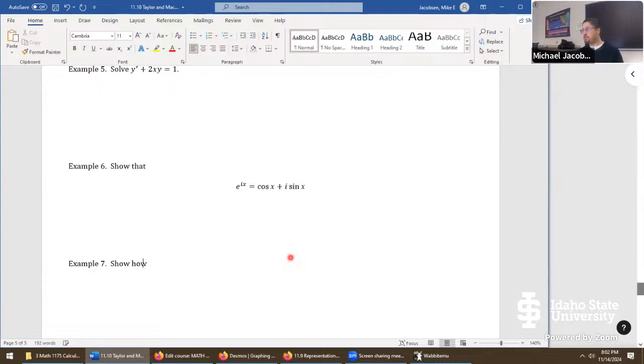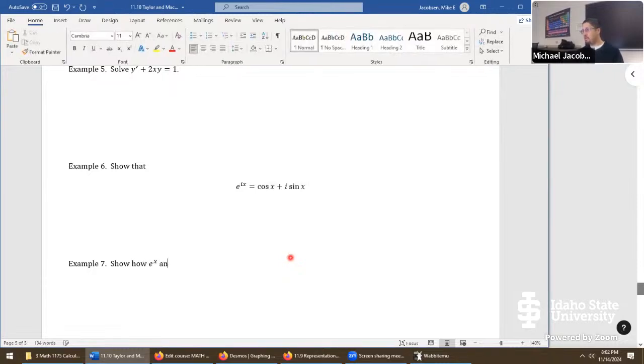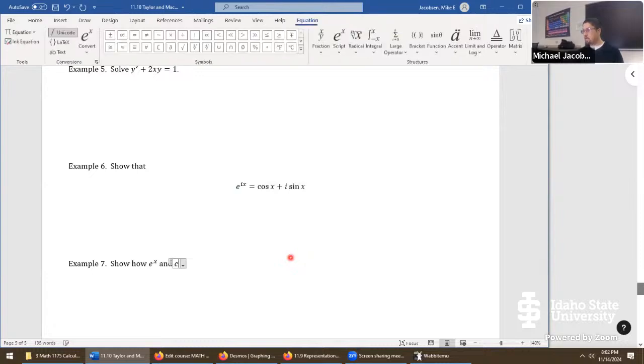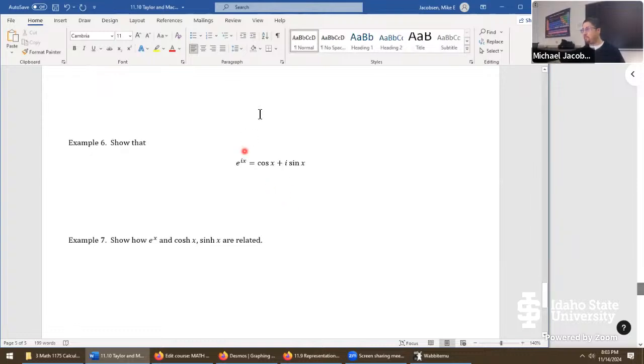Example 7, show how e to the x and cosh x, sinh x are related. So it's pretty much exactly what example 6 is doing, slightly different kind of derivation. So yeah, we could get right into that one very next. I mean, it's not too different from this one either. Other questions at the moment?